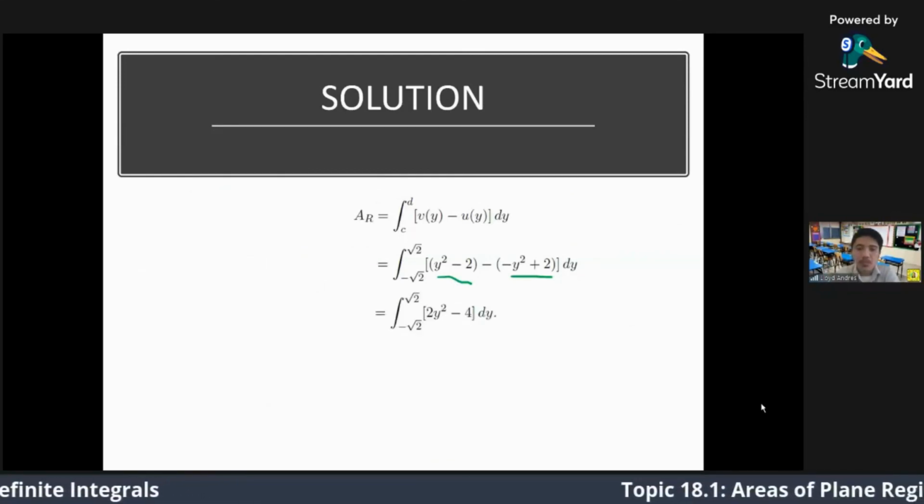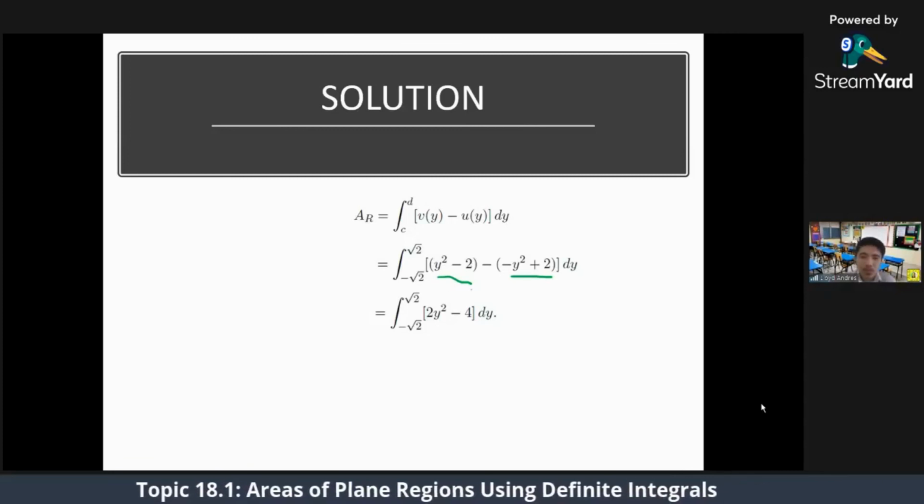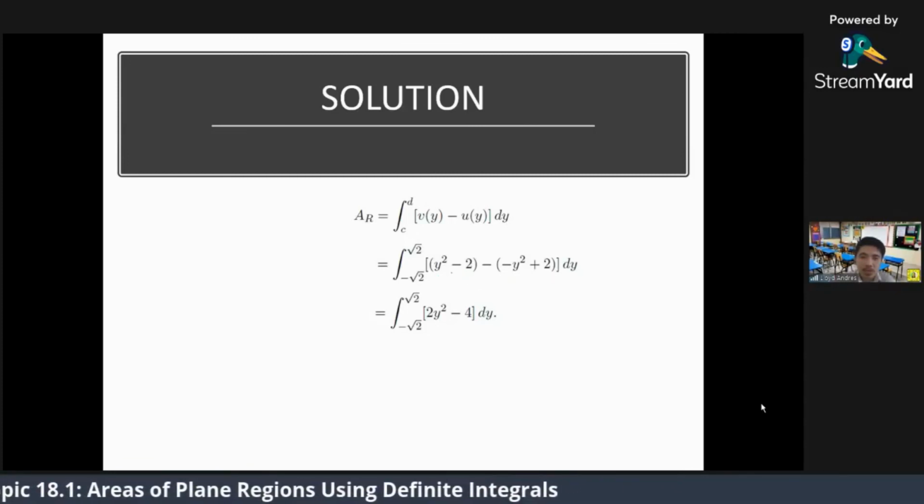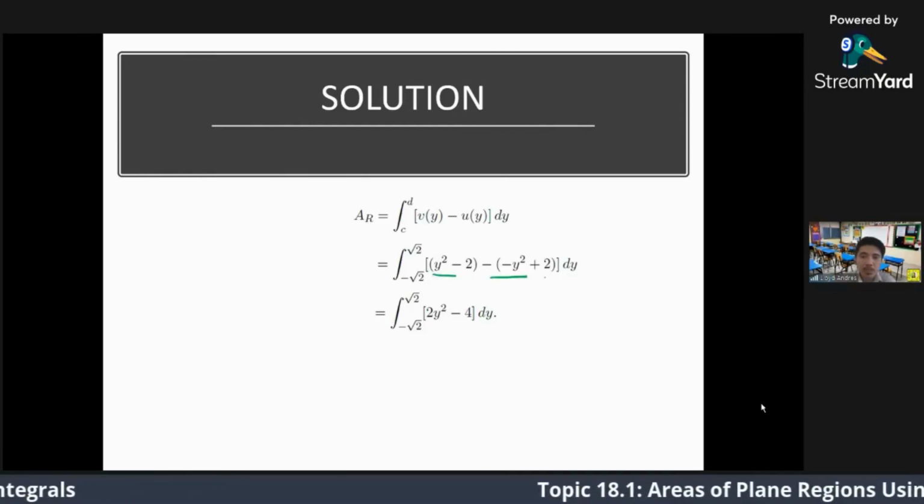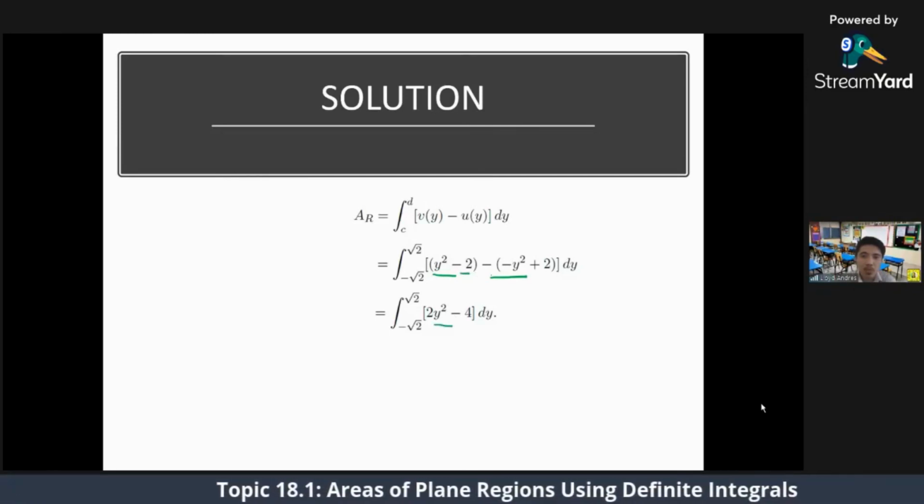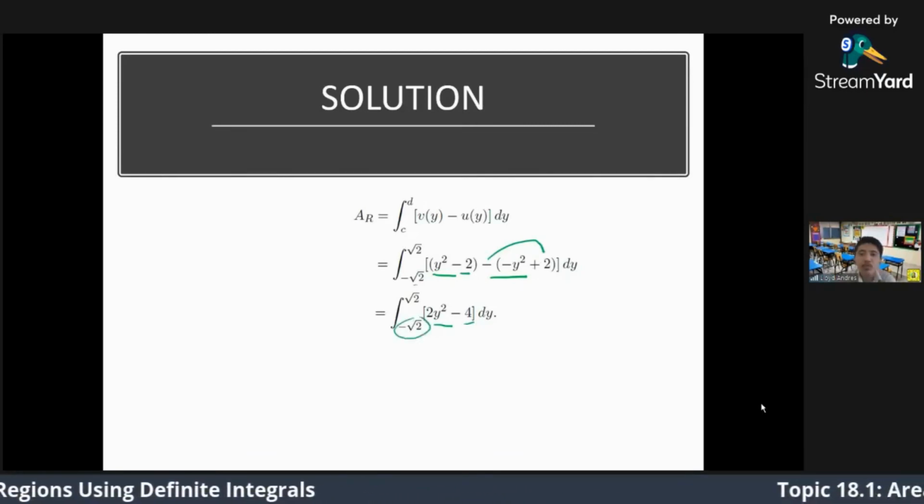And then, simplifying, this will become y squared plus y squared, so that's 2y squared. Then 2 and negative 2, distributing the negative gives negative 4. Again, the limits are from negative 2 to 2.